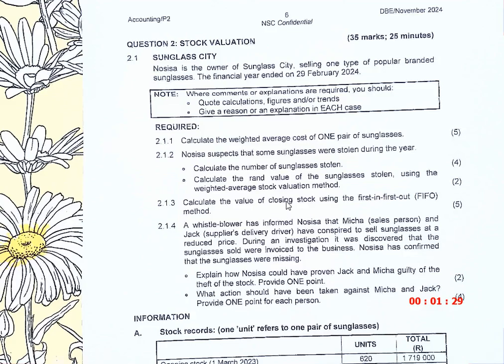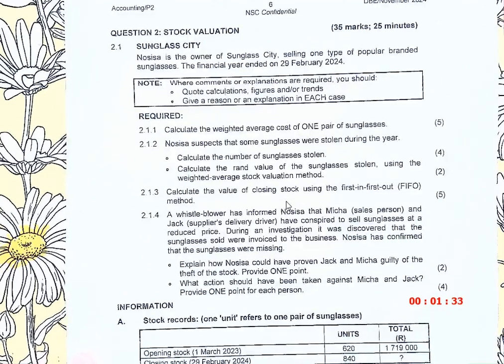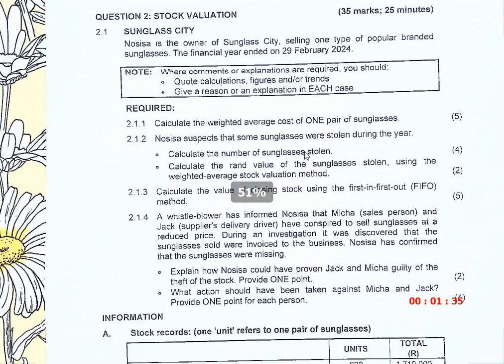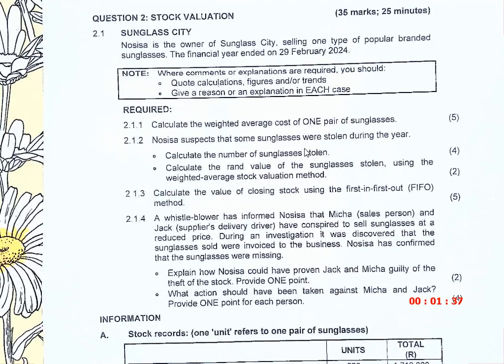Now we're going to do a little bit more than just get the closing balance. They say Nosiza is the owner of Sunglass City, selling one type, and you will see it will always be only one type, because I'm going to do this whole thing for every single item in my stock.